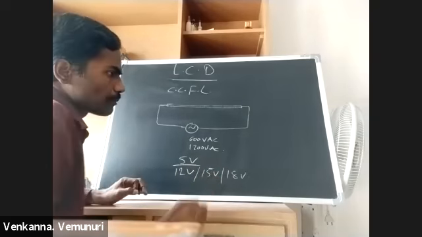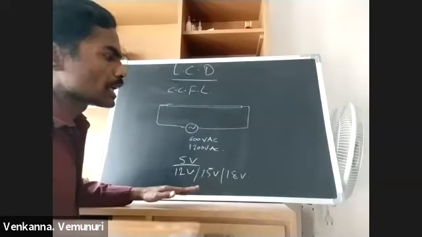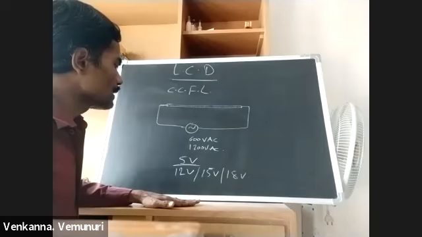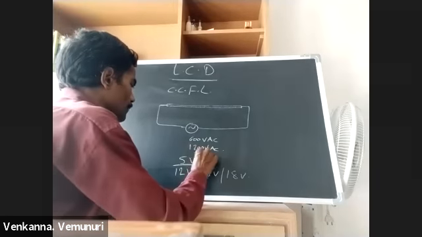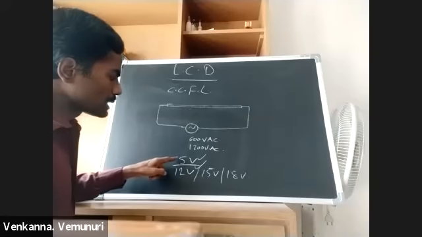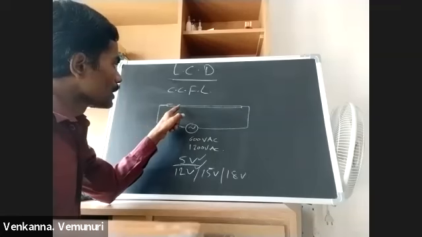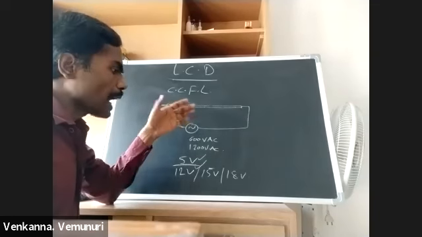For example, now we are discussing a 19 inch LCD monitor. In a 19 inch LCD monitor, the voltage is 5 volts and 12 volts. It means the SMPS output voltage is 5 volts and 12 volts. But here, this is used for backlight purpose.